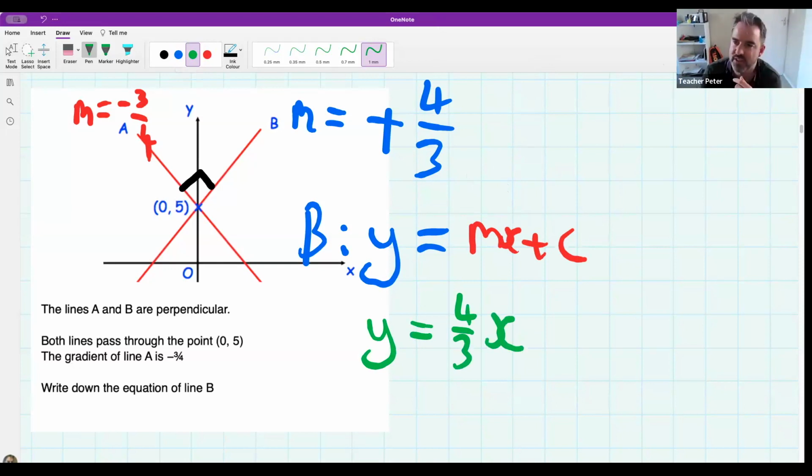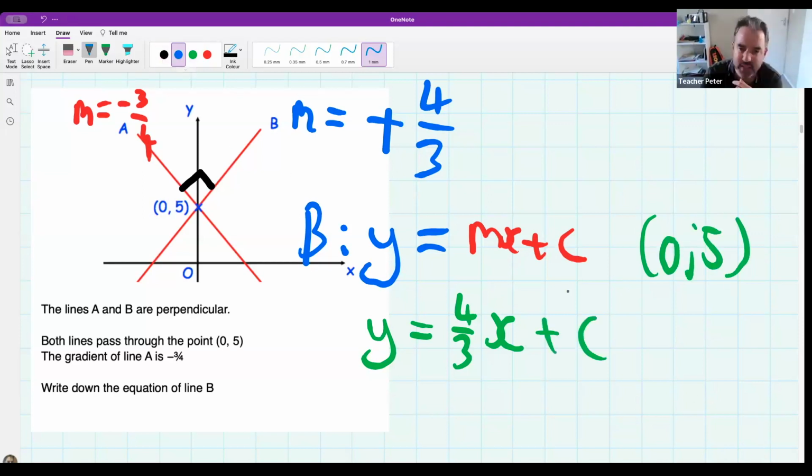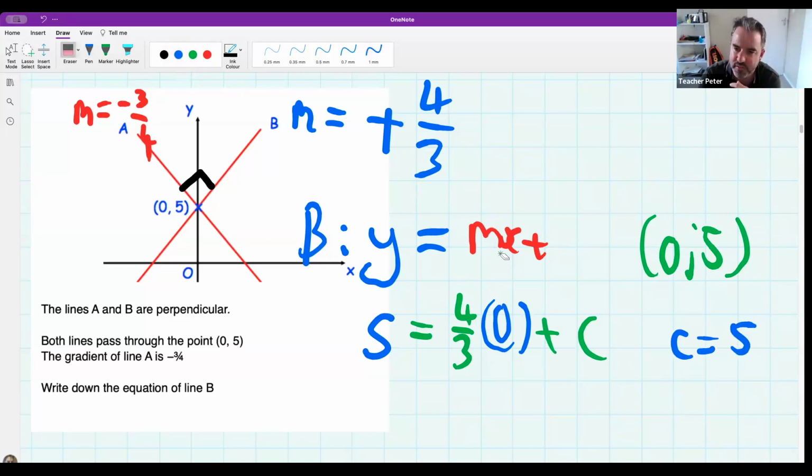What's this value c? And in previous lessons, we said, well, we'll just take a point on the line, and the point on the line is (0; 5). So if we sub that value in, the x is going to become 0, and the y will become 5, and so c is 5. And so the equation of the line is going to be y = 4/3x + 5.